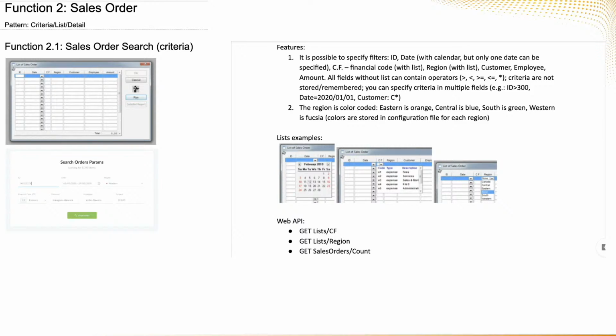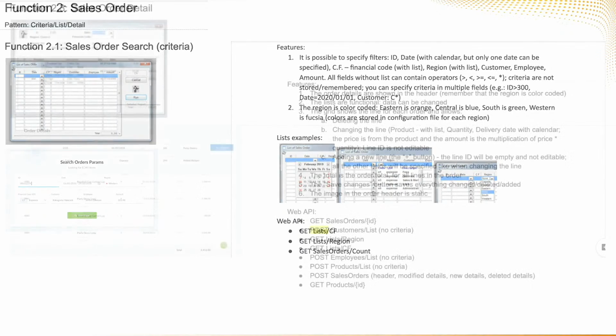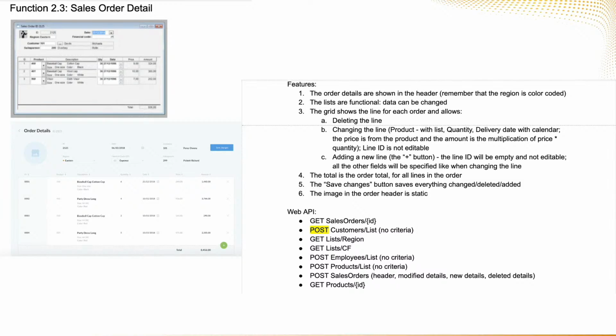Here is the UI definition of the sales order search. We show the old window and the new mockup. Then we describe the features. The Web API functions are created as a draft in this phase and refined later on. And this is the UI definition of the sales orders detail. As before, we describe the features and the Web API calls.